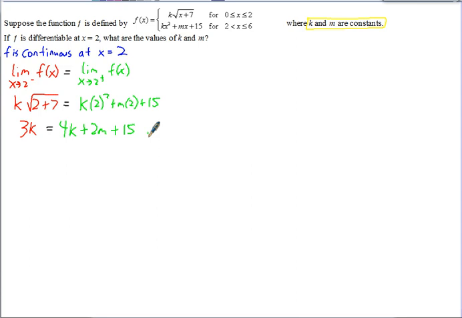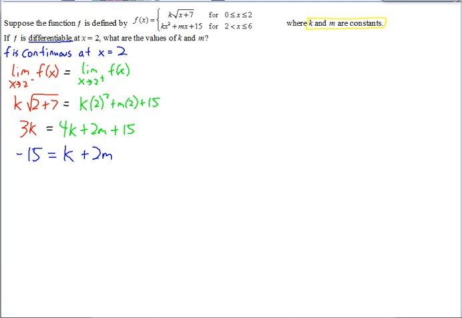And you can subtract the 3k over and subtract the 15 over to make it simpler, so you've got negative 15 equals, subtract the 3k from 4k, that gives you k, and then plus 2. But that alone is not enough to solve for k and m. It's only one equation and 2 unknowns. So we get our other equation by making sure it's also not just continuous, but differentiable.